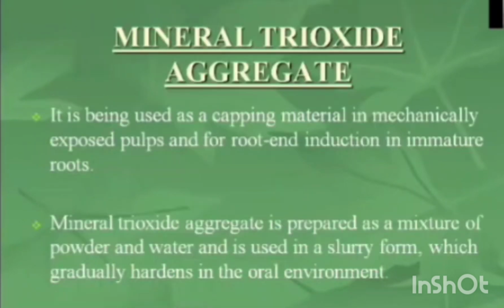Mineral trioxide aggregate. It is being used as a pulp capping material in mechanically exposed pulps and for root end induction in immature roots. Mineral trioxide aggregate is prepared as a mixture of powder and water and is used in the slurry form, which gradually hardens in the oral environment.